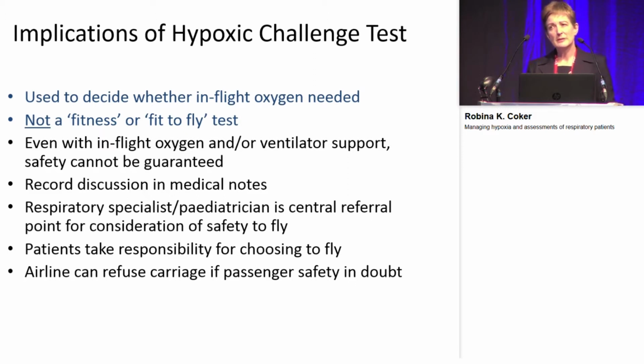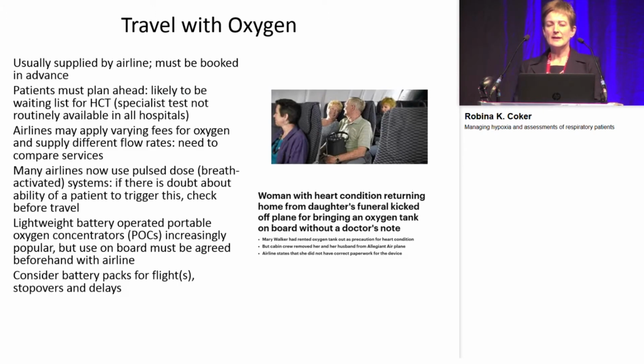So we've talked a lot about preparation. A lot of what I'm going to say now is reiterating the importance of careful preparation in advance. So we've said that oxygen is usually supplied by the airline. It must be booked in advance. Patients must plan ahead because there's likely to be a waiting list for the hypoxic challenge test. It's not available routinely in all hospitals. Airlines may charge. Many airlines now use the pulse dose system. Some very frail or small patients may not be able to trigger those systems. So if you think your patient might have difficulty, you should check that first at sea level.